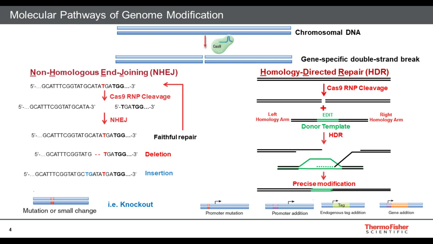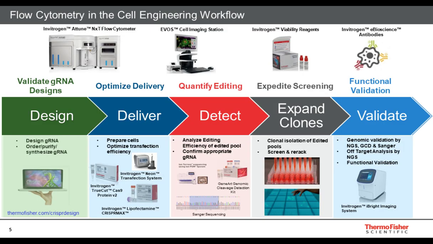And one thing that's noteworthy here is homology-directed repair happens generally at a much lower efficiency, a lower percentage. It's a little harder to get a large number of cells that have this precise modification. And that comes into play a little bit later on some of the things we're going to talk about.